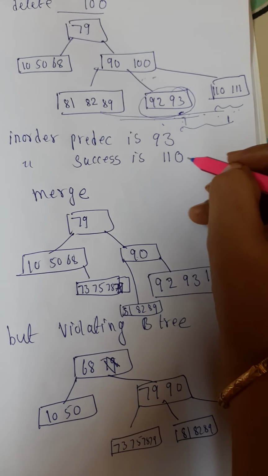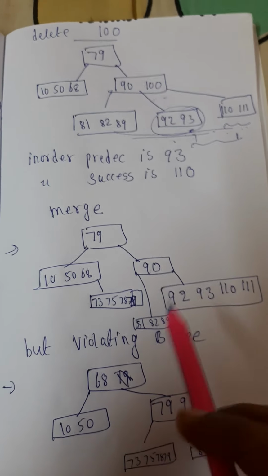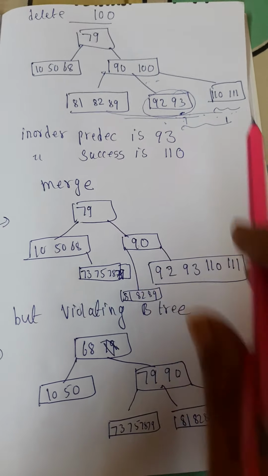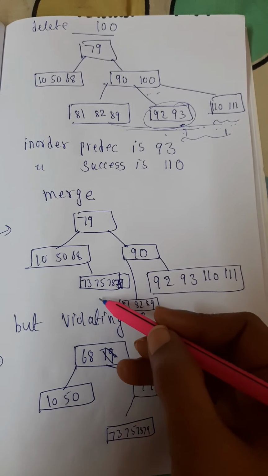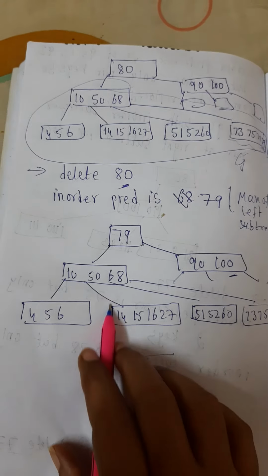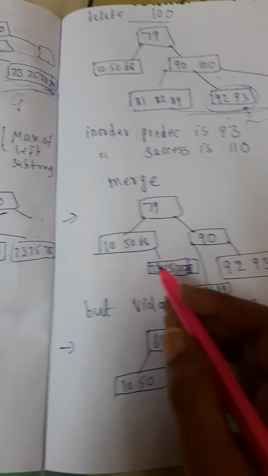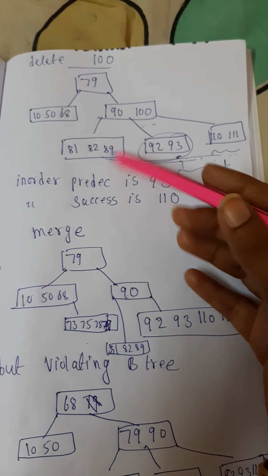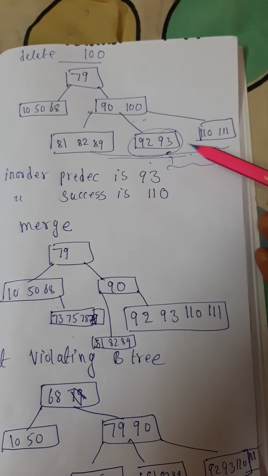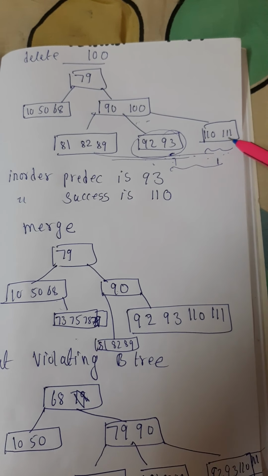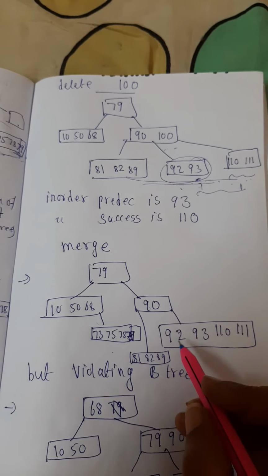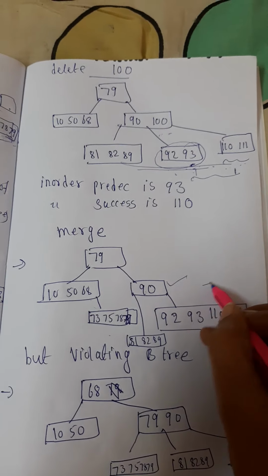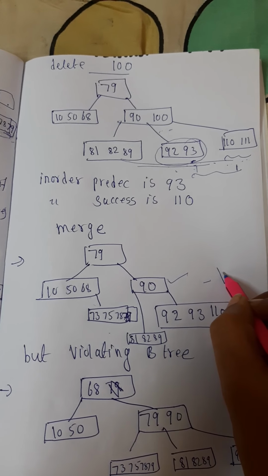Which one are you deleting? 100. So now let us merge. 79, the left part, is as it is. Now you are merging 90 and 68; this part I have taken as it is. The left of 90 is this, and this one you have merged: 92, 93, 110 and 111 and 100. But if you observe here, after deleting 100, the internal node 90 again has only 1. In that case, it is violating the property again.